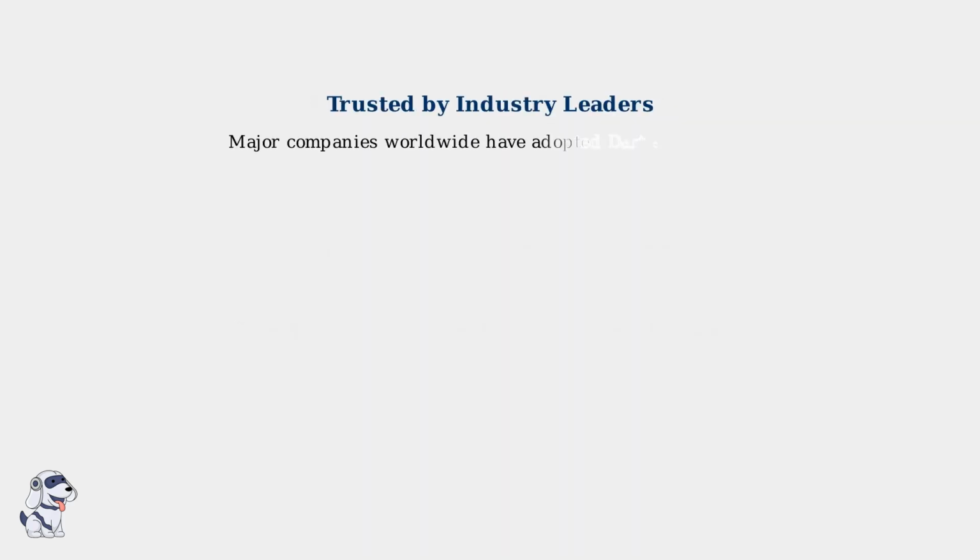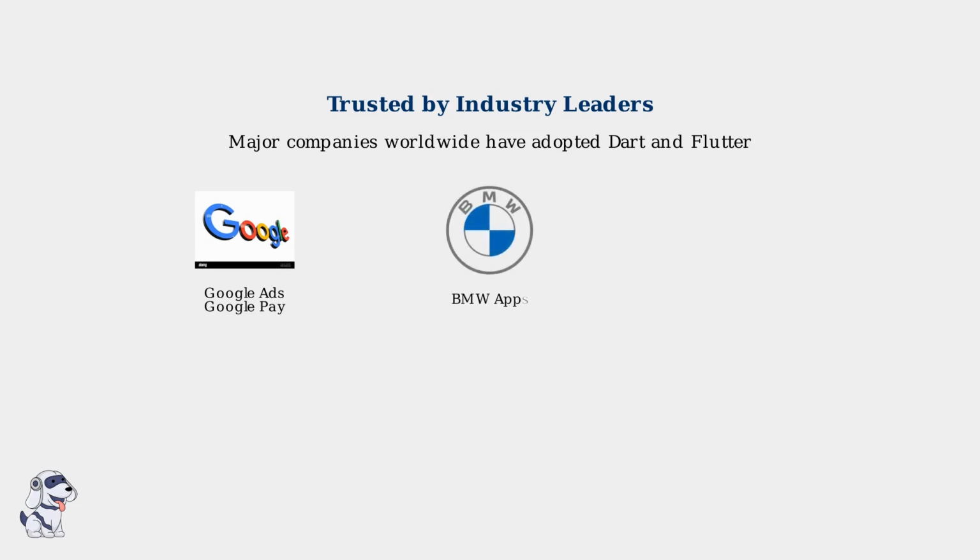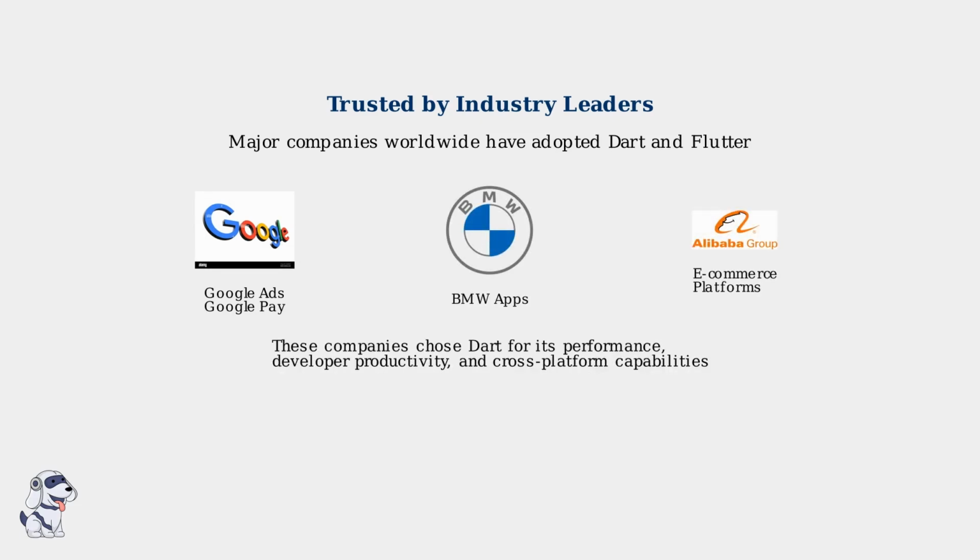Major technology companies have recognized Dart's potential and adopted it for their critical applications. Google uses Dart for Google Ads and Google Pay. BMW has built their mobile applications using Flutter and Dart. Alibaba leverages Dart for their e-commerce platforms. These industry leaders chose Dart for its exceptional performance, developer productivity, and seamless cross-platform capabilities.